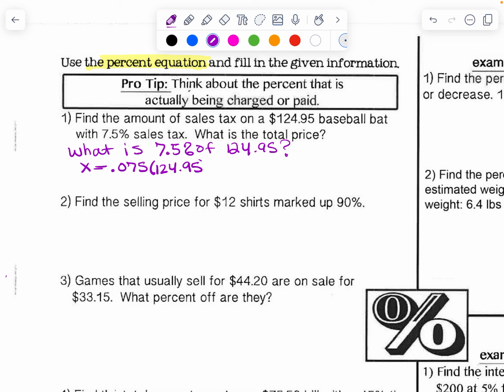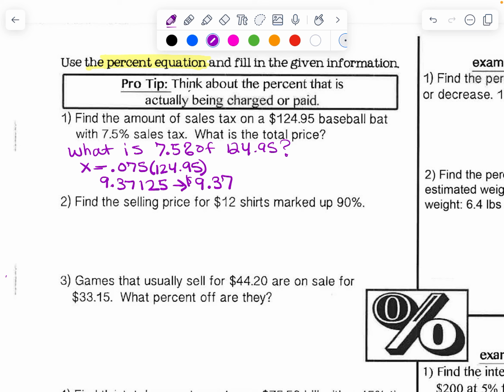Then once I've done that and written out my equation, I can use a calculator. So I'm going to do that. 0.075 times $124.95 gives me this answer. But of course, money only has two numbers after the decimal, so we need to round that. $9.37. That is the first part of the question, that's the amount of sales tax.